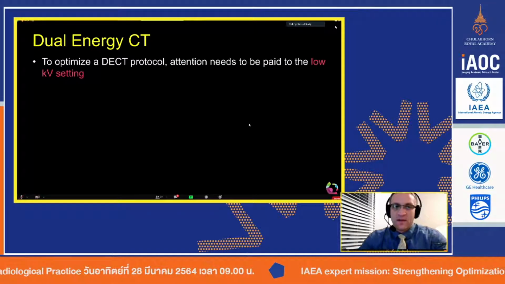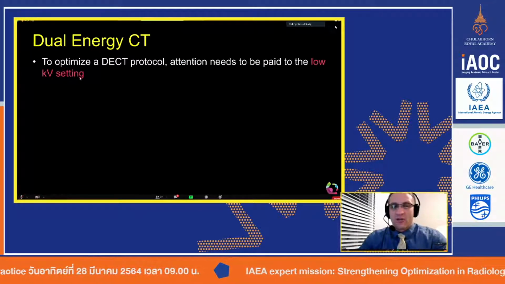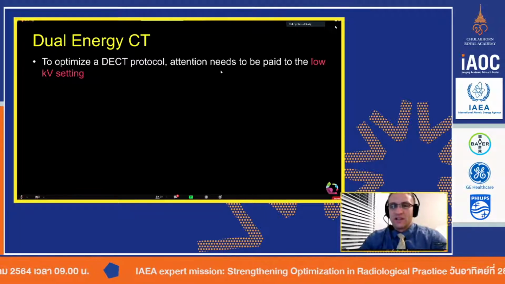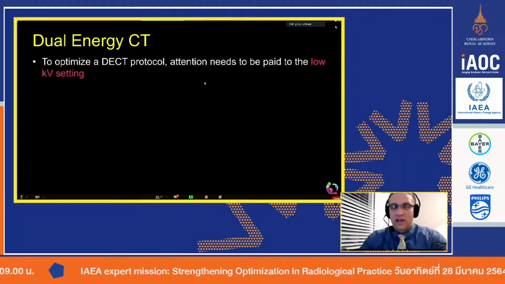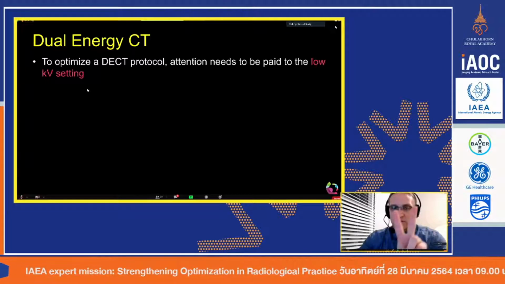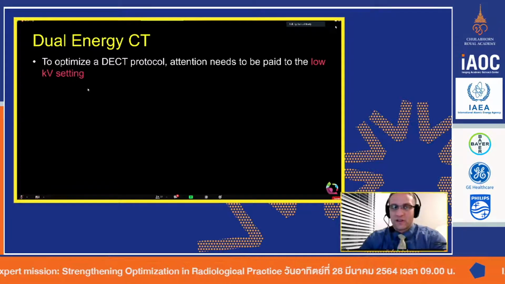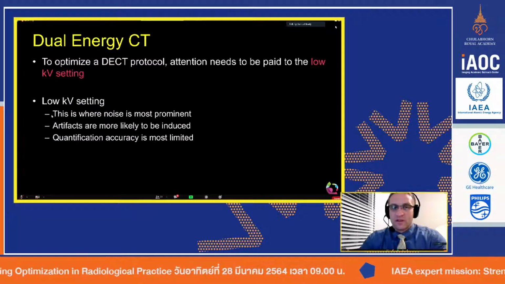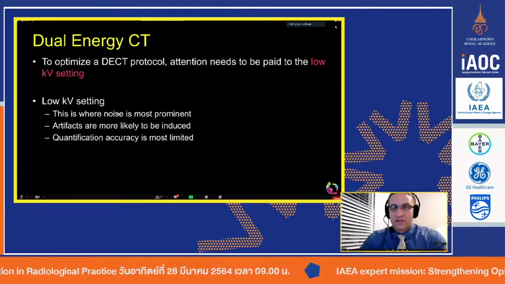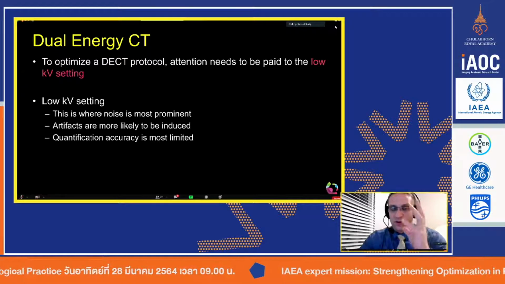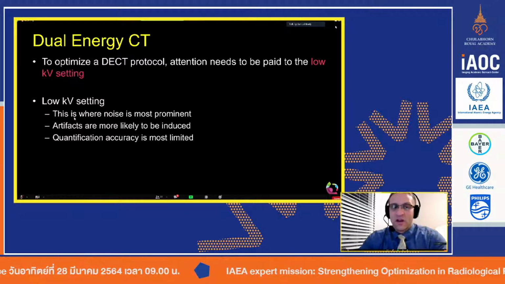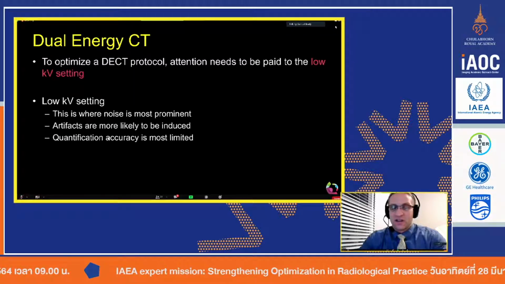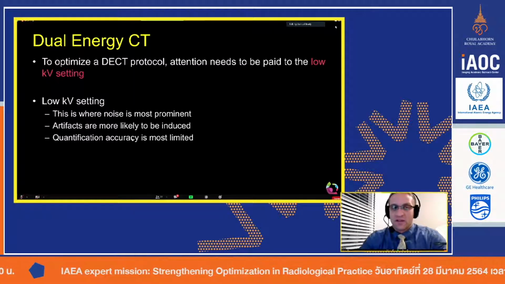So let's talk a little bit about how we optimize dual energy CT protocols. Attention really needs to be paid to the very low kV setting. Of the two spectrums we're going to acquire, let's look at the low kV setting. Low kV settings are where most of the noise is found. So the noise is most prominent, most intense, which we've seen. That's where most of the artifacts are found. And then the quantification accuracy is the most difficult at the low kV settings.